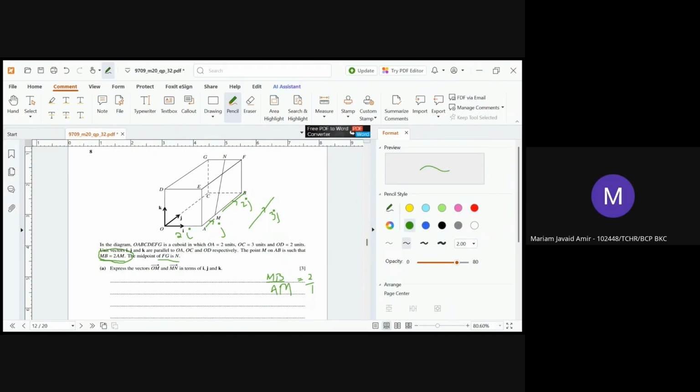And then we're told that OD is 2 units. That means this vector upwards is going to be 2k. Okay. Now we need to go from O to M, which means we need to find this vector OM. So that's just 2i plus j. So OM is 2i plus j.